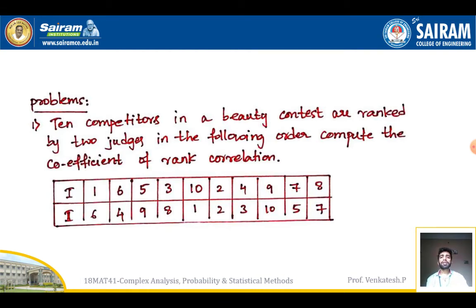Example: 10 competitors in a beauty contest are ranked by 2 judges in the following order. Compute the coefficient of rank correlation. The first judge gave the ranks 1, 6, 5, 3, 10, 2, 4, 9, 7, 8. Judge number 2 has given ranks 6, 4, 9, 8, 1, 2, 3, 10, 5, 7. Now from this data I am going to estimate the rank correlation coefficient.